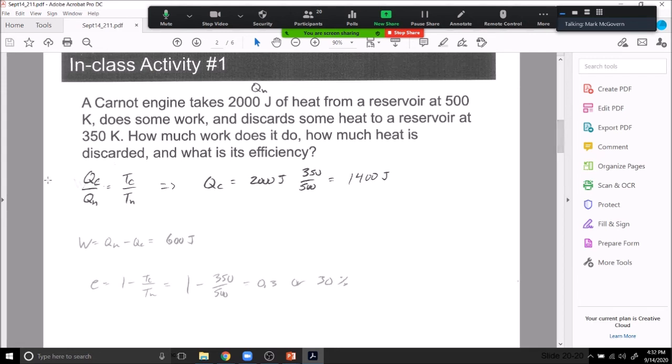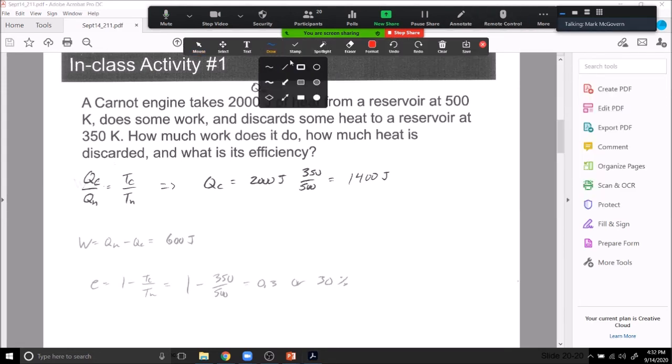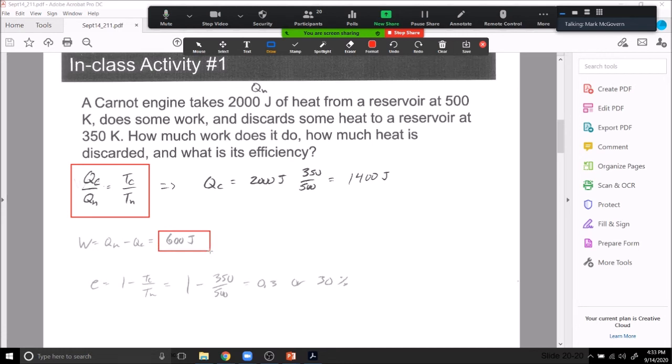Okay, so we got the magical relationship right here for Carnot engines. The ratio of the heats is equal to the ratio of the temperatures. And so that tells us exactly what our QC is here. Solving for QC yields a 1,400 joule amount. We subtract cold from hot to get the amount of work being done, which is 600 joules. And then we can throw in the temperatures, we can throw in the heats, but we'll throw in the temperatures here, and we end up with a 30% efficiency. All right.